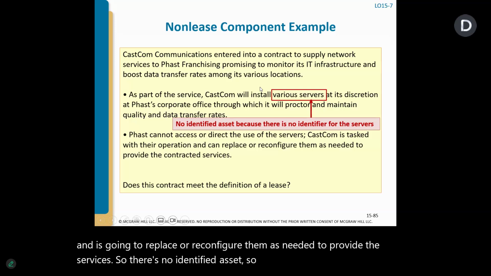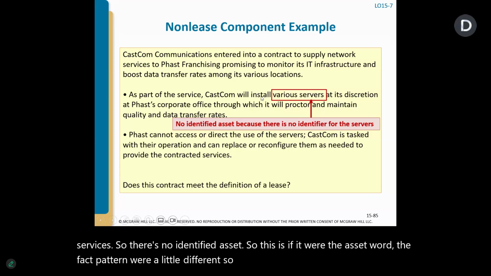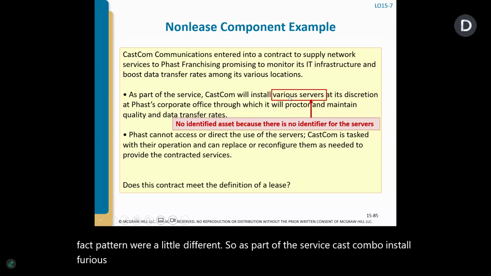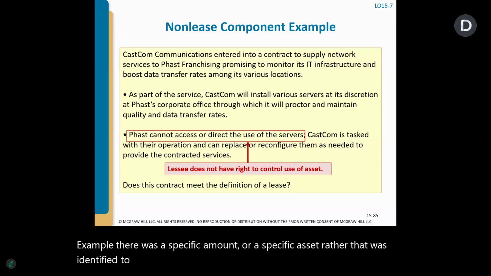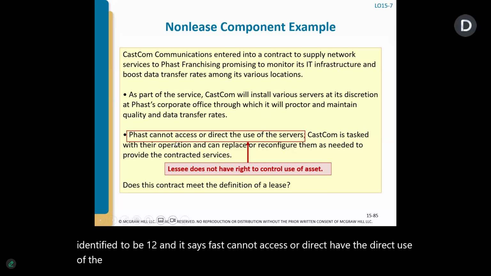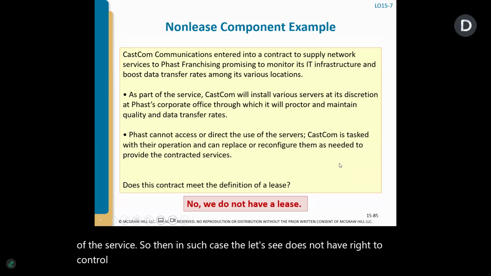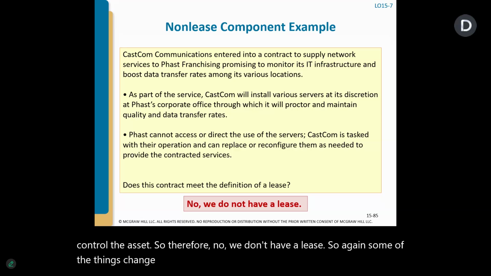So this is if the fact pattern were a little different. As part of the service, Cascom will install various servers. In the other example, there was a specific asset identified, model BS12. And here it says Fast cannot access or have the direct use of the servers. So in such case, the lessee does not have the right to control the asset. Therefore, no, we don't have a lease. Again, some of the things change ultimately based on the fact pattern.